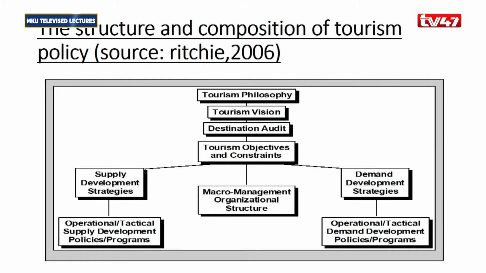And then we also have the macro management organization structure, other kinds of institutions that affect the tourism policy, because we said that tourism is a multifaceted industry. You know, it relies on other industries or sectors to develop. And then, of course, now we have the operational and tactical and demand development.